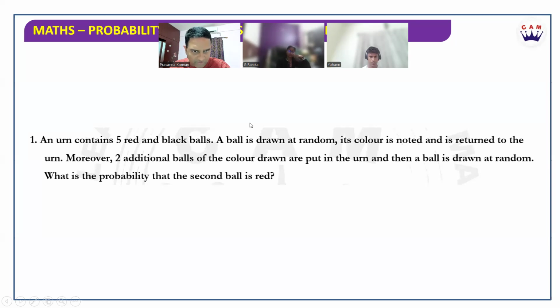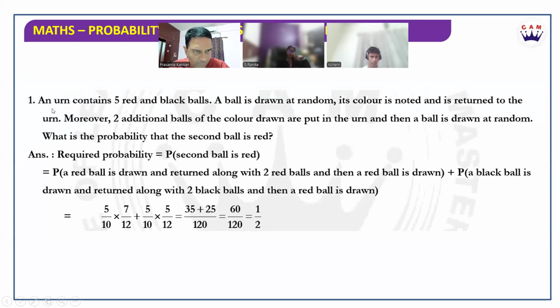Okay, now let's look into this. So, an urn contains 5 red and black balls. A ball is drawn at random. Its color is noted and it is returned to the urn. Moreover, 2 additional balls of the same color are put into the urn and then a ball is drawn at random. What is the probability that the second ball is red? So what is the required probability? The probability that the second ball is red.